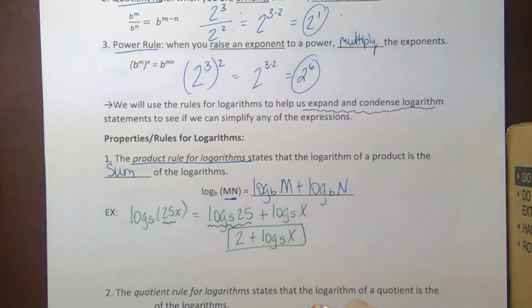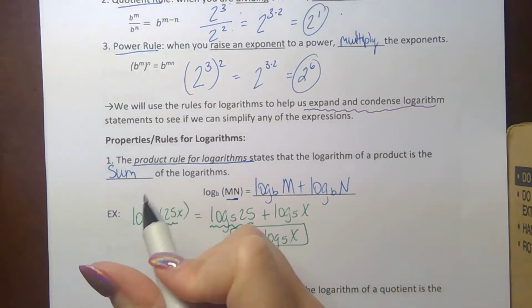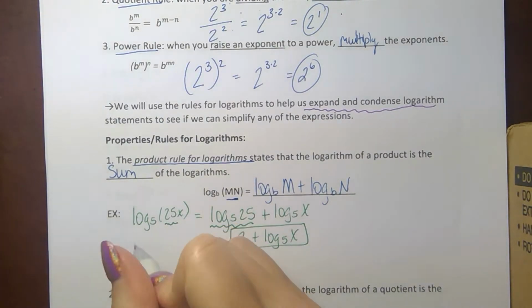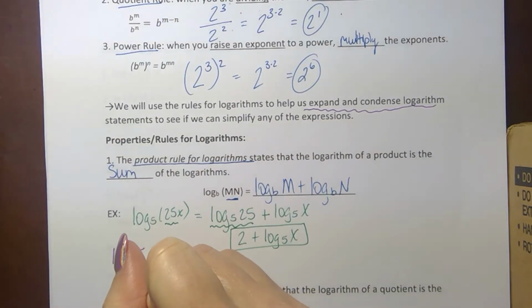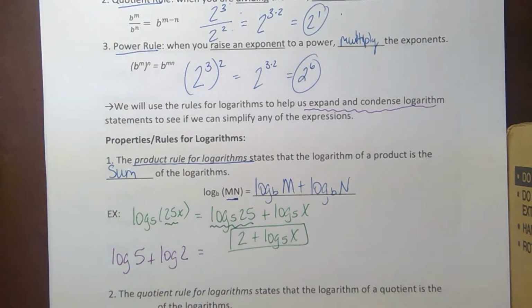Let's do one more example here. Let's go back the other direction. Let's start with it expanded. Let's do log of 5 plus log of 2. Now, if it's log with no base written, we know that that is base 10, or my common log. So I could pull out my calculator, but before you pull out your calculator, let's condense this.